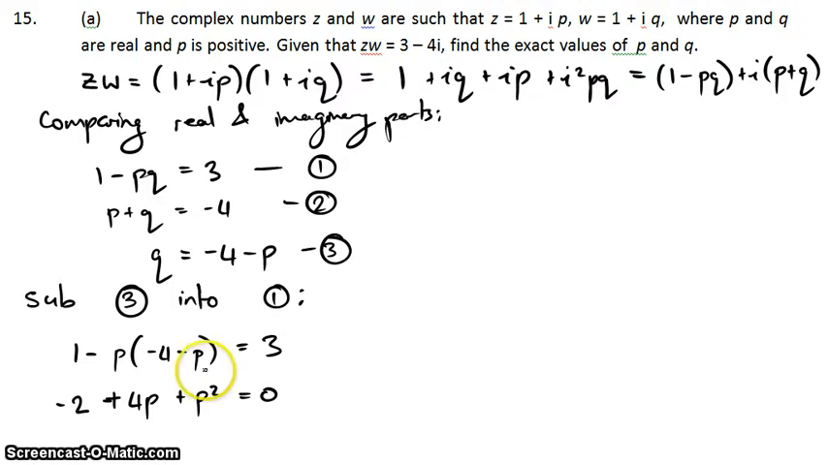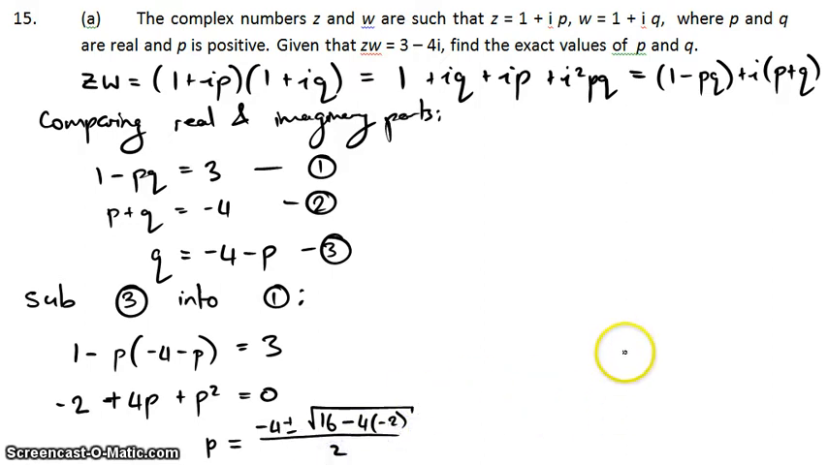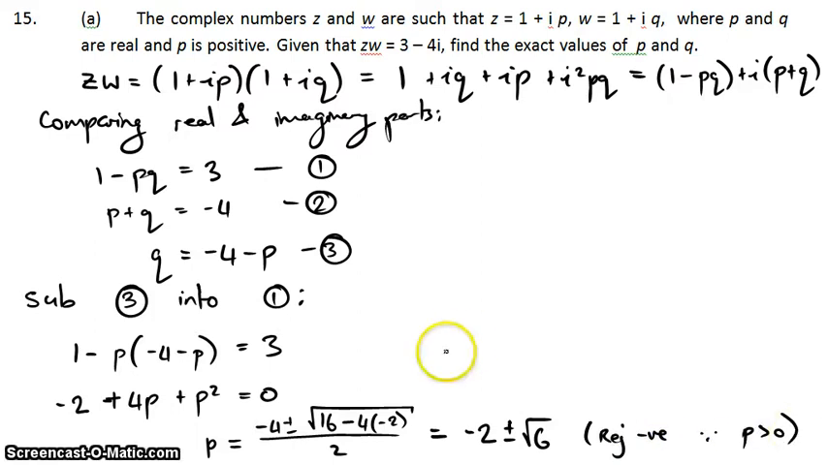Right? And so now I can use the quadratic formula on this. p is equal to minus 4 plus or minus the square root of 16, take 4 by minus 2, all over 2. It's just the quadratic formula. And then working this out, you get p is equal to minus 2 plus or minus square root 6. And so we reject negative because we're told that p is a positive number. So the answer is actually minus 2 plus square root 6.